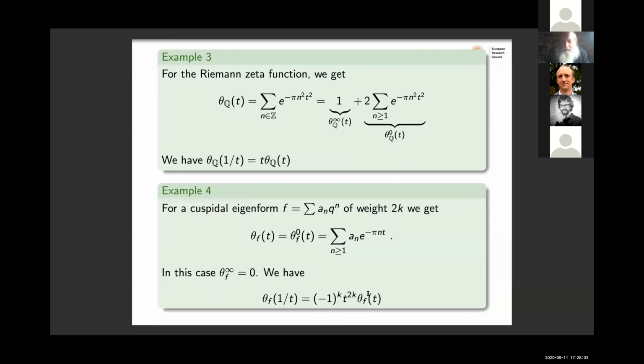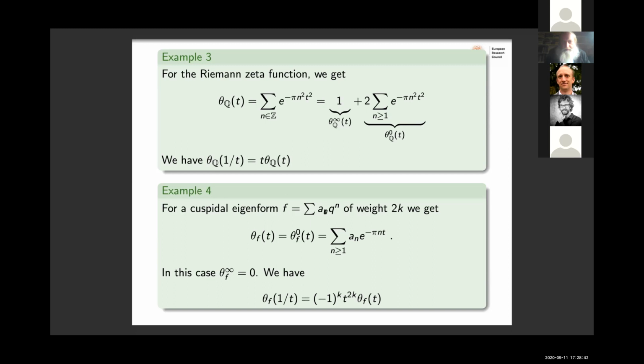Okay, so some examples. For the Riemann zeta function, we have a classical Jacobi theta function: the sum over the integers of e to the minus pi n squared t squared. And this you can view as 1 plus all the bits that have a non-trivial dependence on t. So the theta infinity of t is a polynomial, it's just 1, and the rest decays extremely rapidly as t goes to infinity. And that means you can get very fast convergence. And the functional equation here is this one.